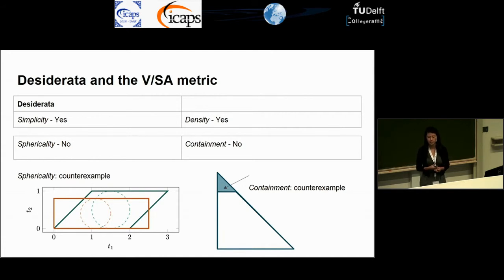And again, if you were to imagine that there was a schedule in the very tip of the triangle, any small error would likely cause that to fail. And so that is what we see the ratio of volume to surface area really capturing.